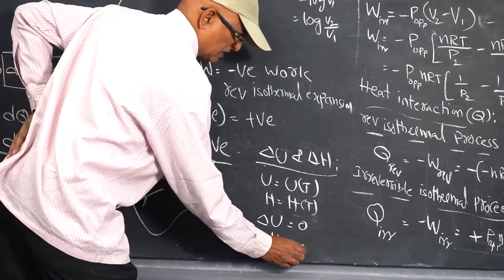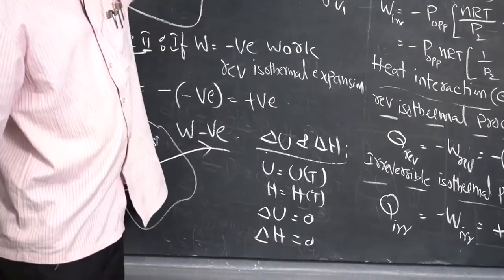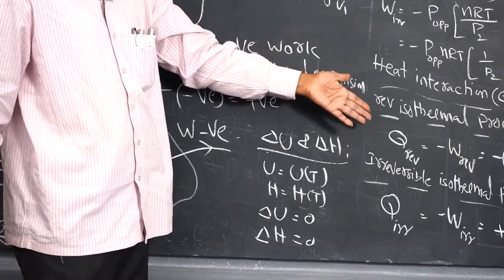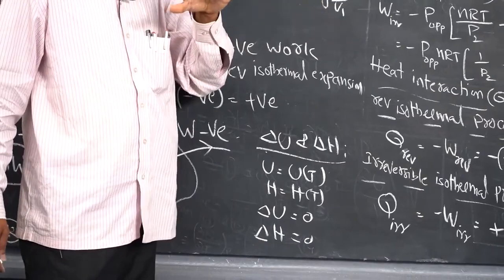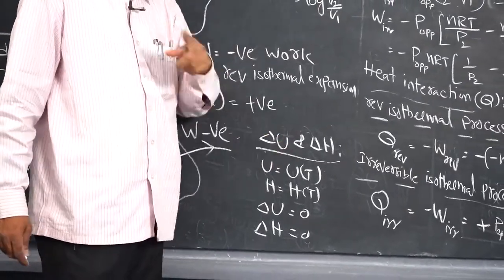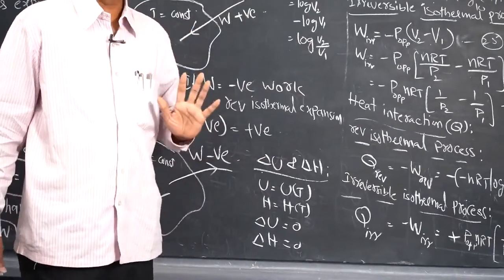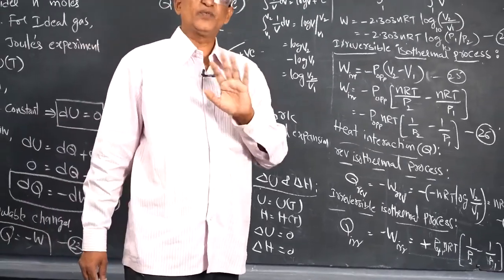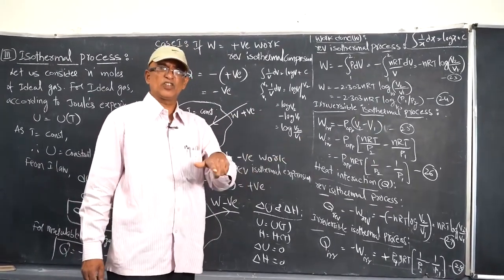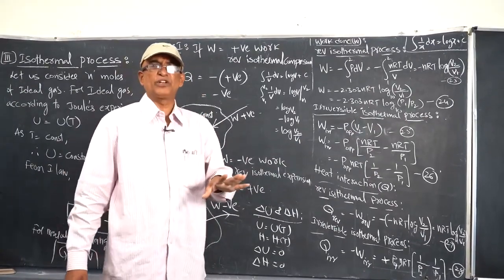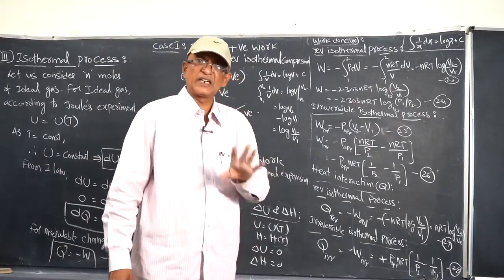Just like work done and heat interaction, shall we calculate separately for the reversible and irreversible process? No need, because U and H are thermodynamic properties. They are only state functions, not path functions. Therefore, they will have the same value for the reversible isothermal process and the irreversible isothermal process. This is a very important objective question, repeatedly asked in entrance examinations.